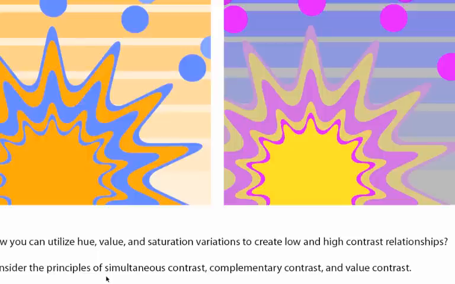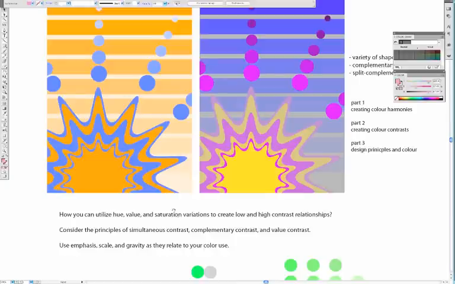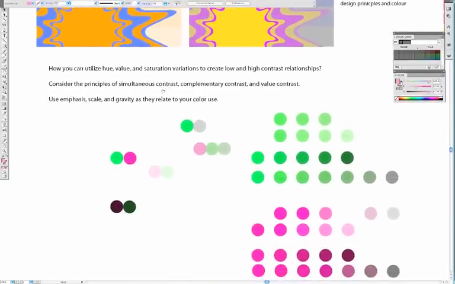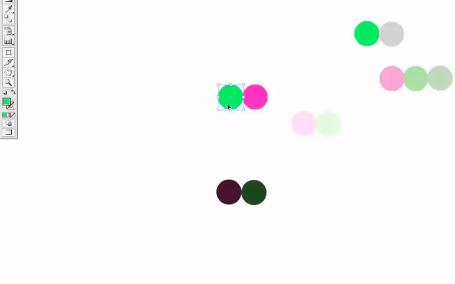We also want to consider principles of simultaneous contrast, complementary contrast, and value contrast. We've already looked at value contrast, and you know that complementary contrast is going to happen anyway because you're only using complementary hues. Simultaneous contrast is something that you can read about in the online lecture, but you'll find that it happens mostly when you have your hues layered up right next to each other.